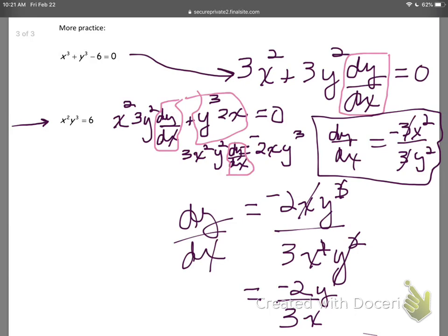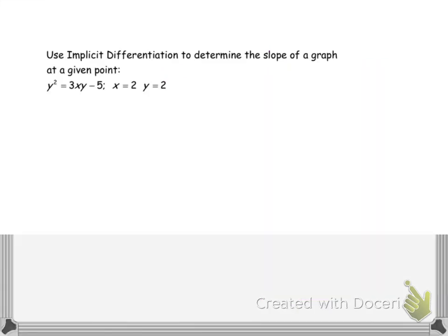So let's do that on the next page. Okay, so it says use implicit differentiation to determine the slope of a graph at a given point. So they gave us the point, all right, and now I want to get the slope. So slope is the first derivative, it's dy/dx. So look at my equation.